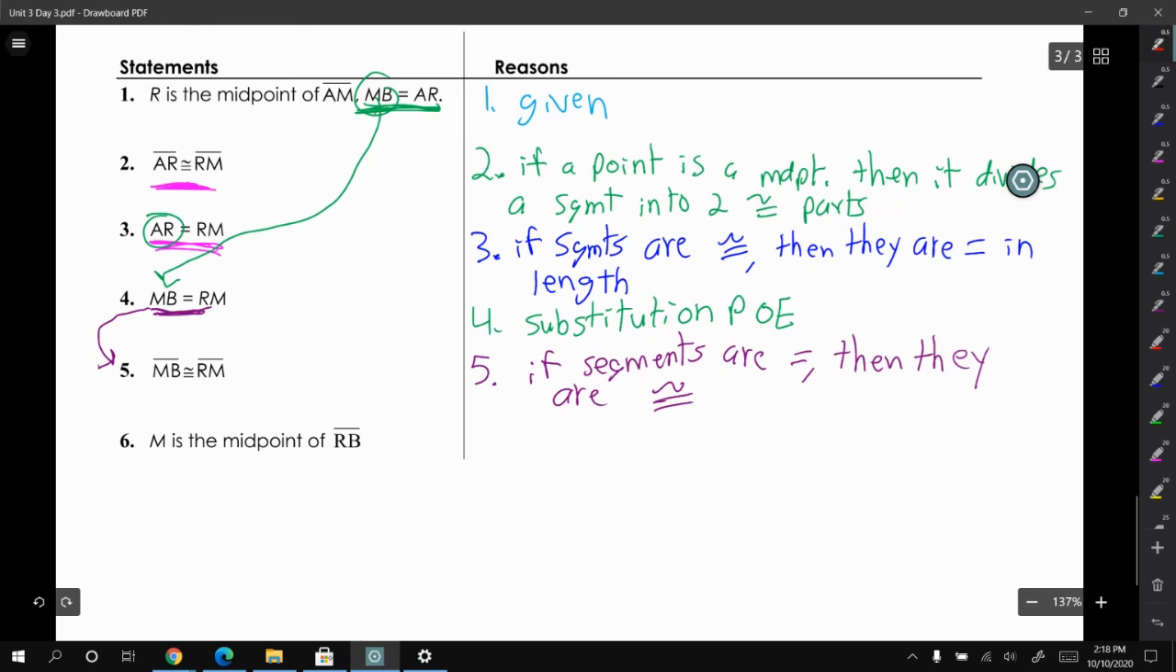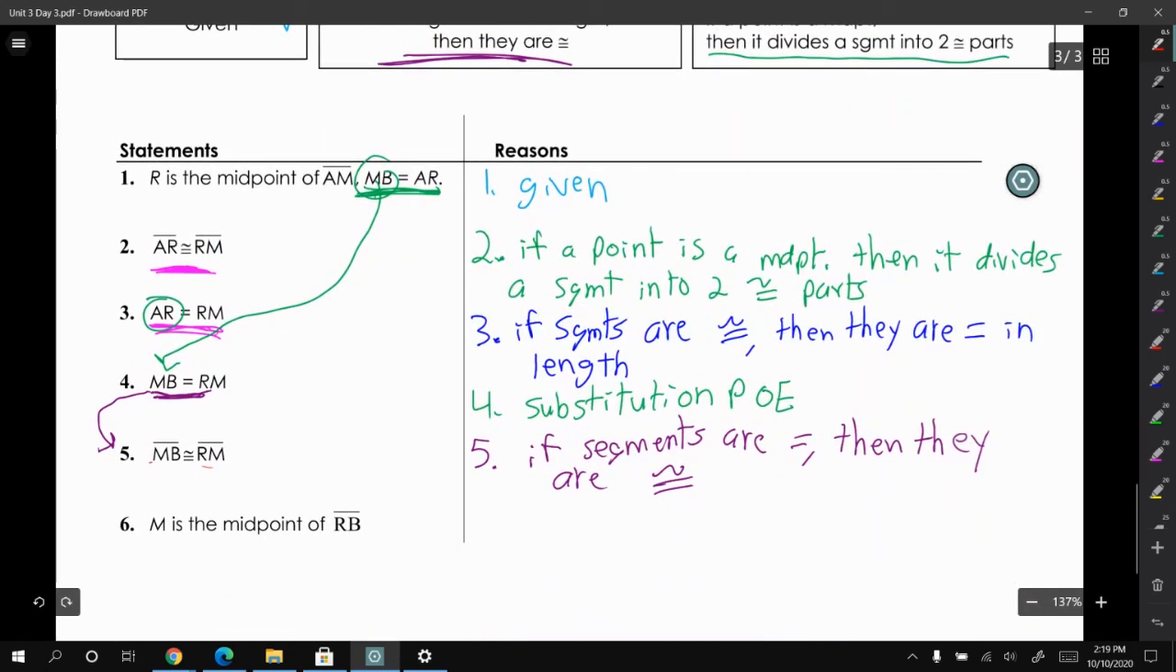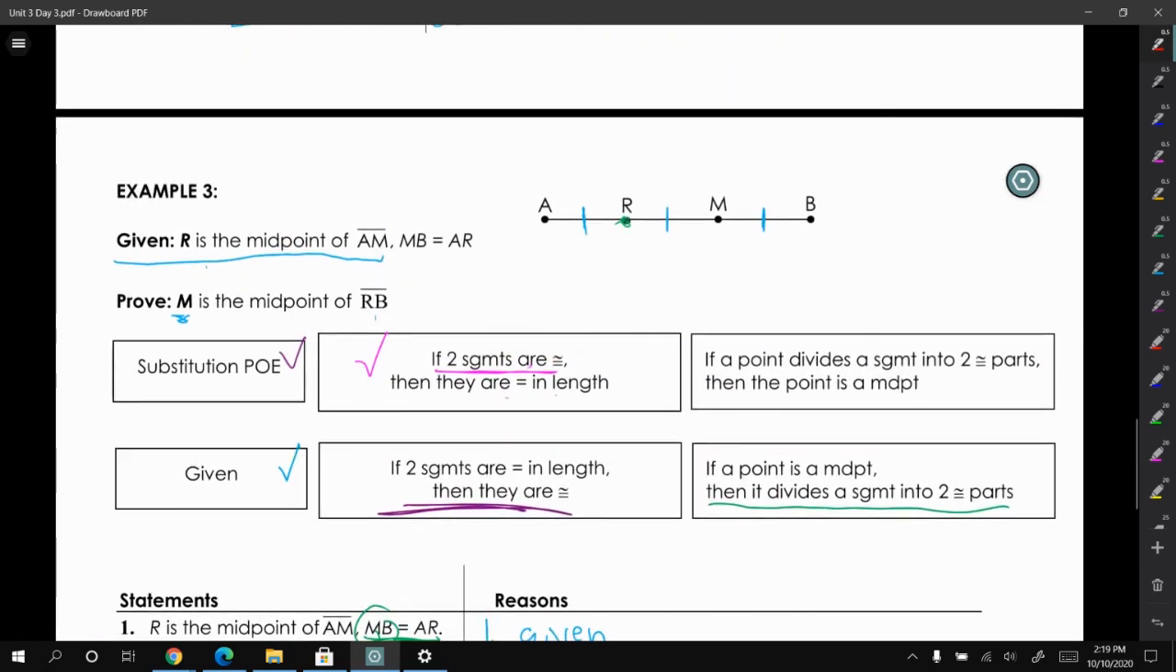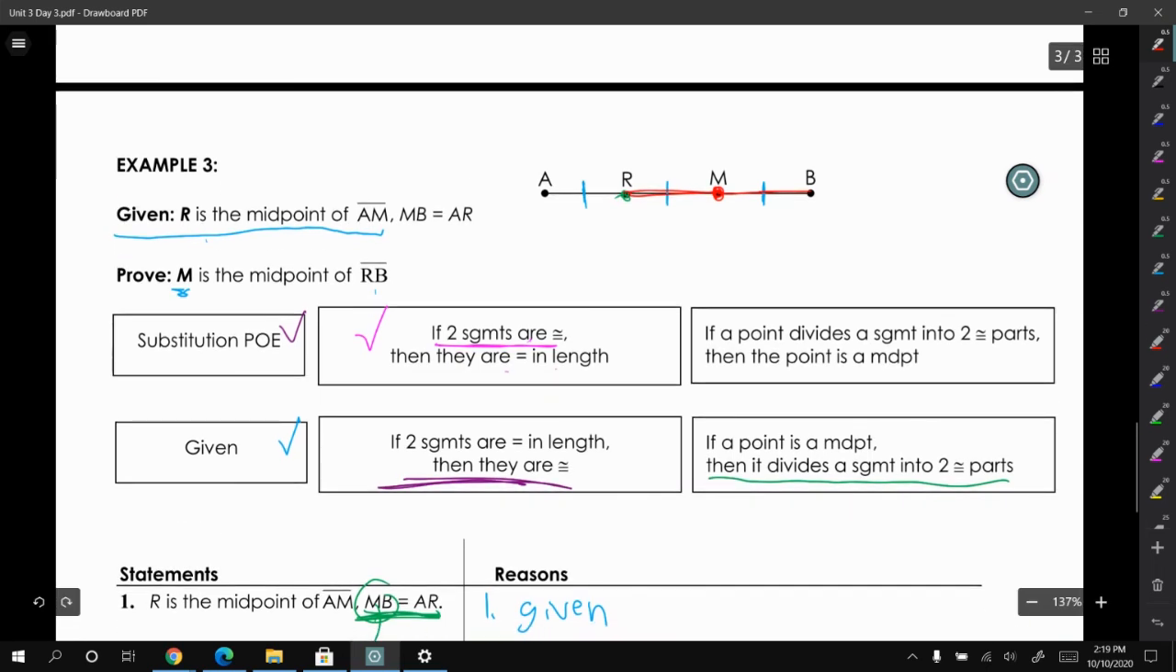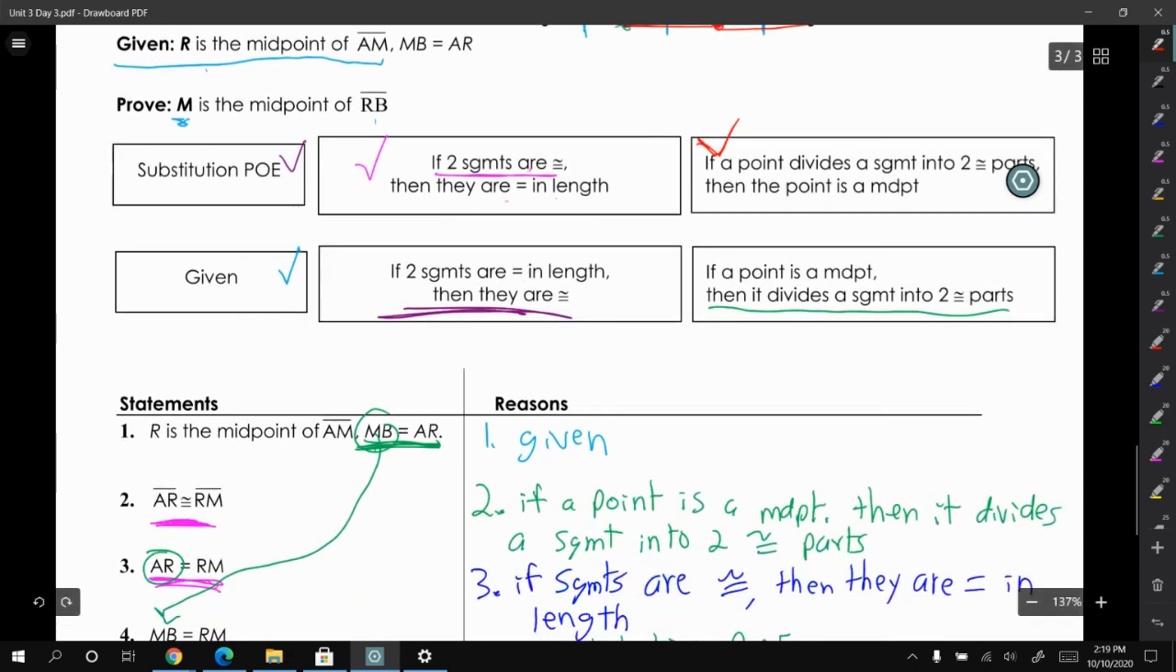And then if those two segments are congruent, okay, so segments MB and RM, if those two segments are congruent, then that means M must be a midpoint. So you notice how I phrased it. I said, if these two segments are congruent, then M is a midpoint. So we want to use this statement up here: if a point divides a segment into two congruent parts, then the point is a midpoint.